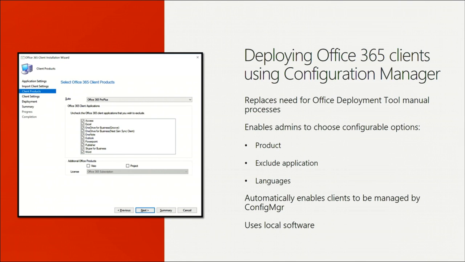The other fantastic part is that when you're creating and deploying ProPlus through the Office deployment tool and configuration XML, you have to make sure that you specify the Office COM object set to true so that Config Manager can actually manage the client devices. When you use the Office 365 Client Installer Wizard, it sets it automatically for you.